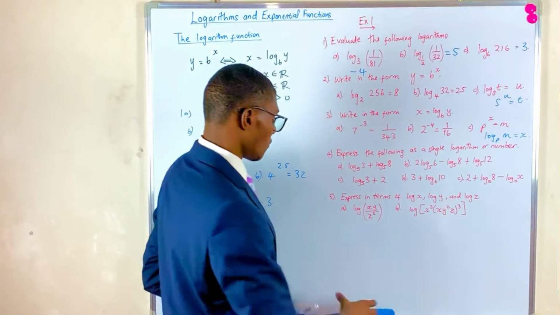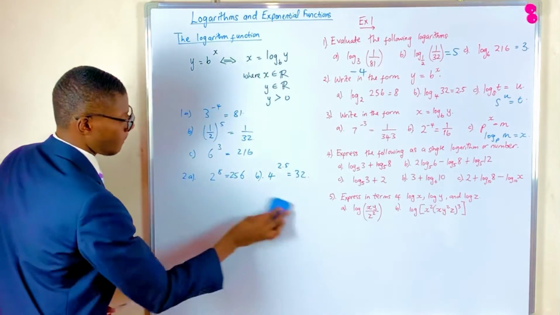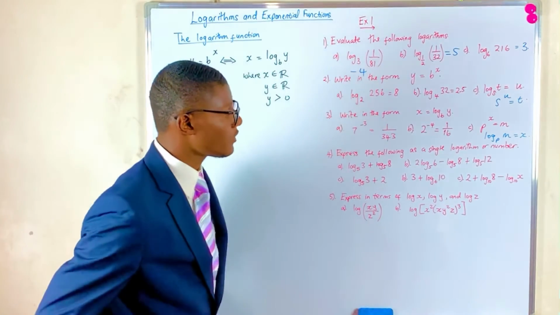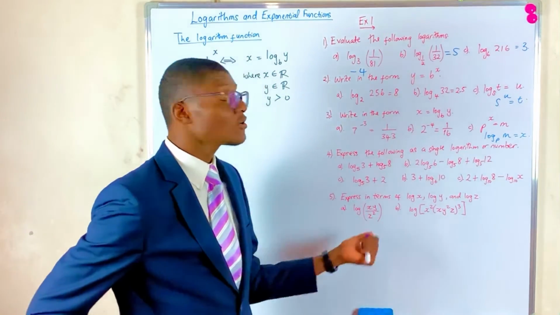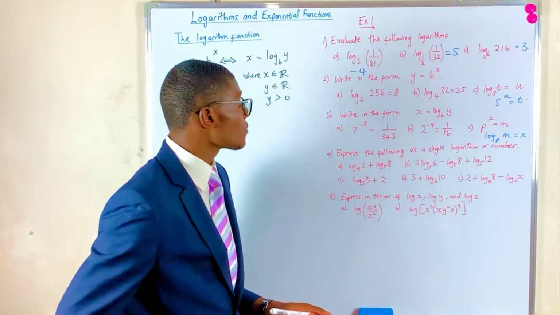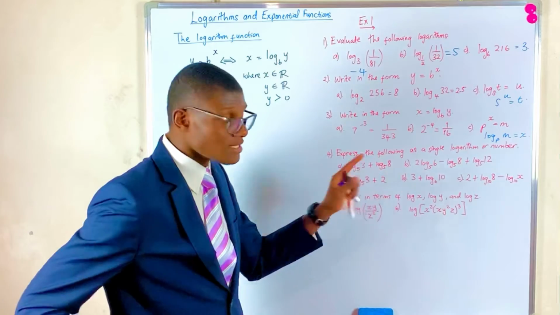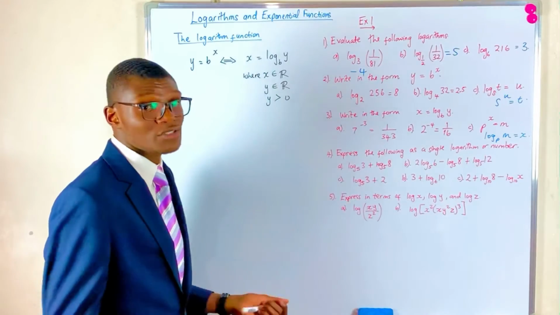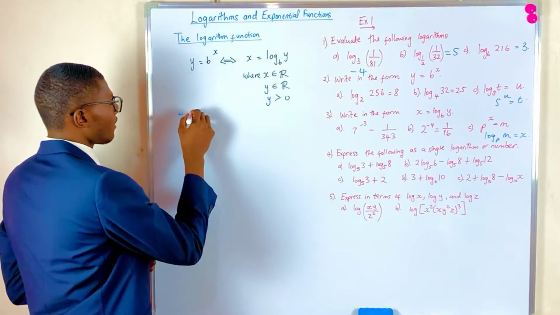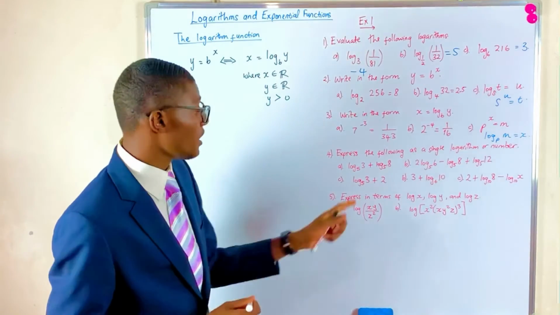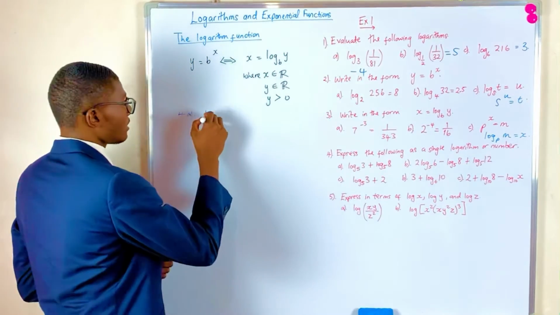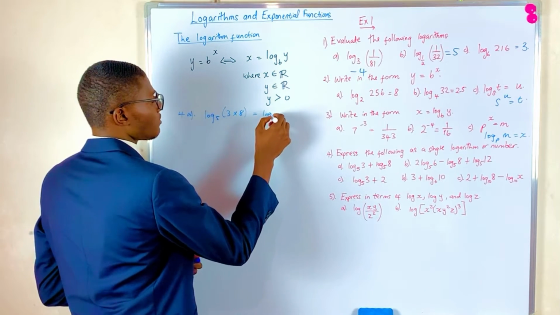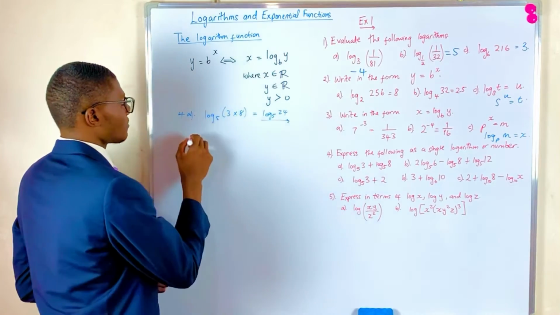Then now moving on to number 4. Number 4 says express the following as a single logarithm or number. We know that addition is multiplication and subtraction is division. That's the basics. So here we've got base 5. For 4a, we've got log to base 5 of 3 plus log to base 5 of 8. We're saying log to base 5 of 3 times 8, which will be log to base 5 of 24. So this will be the final answer.